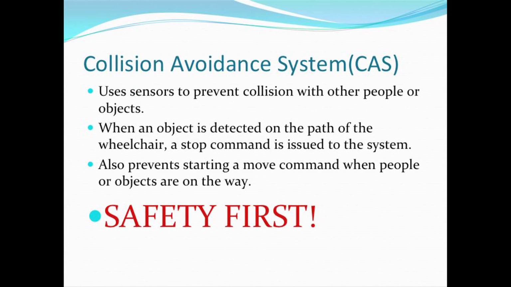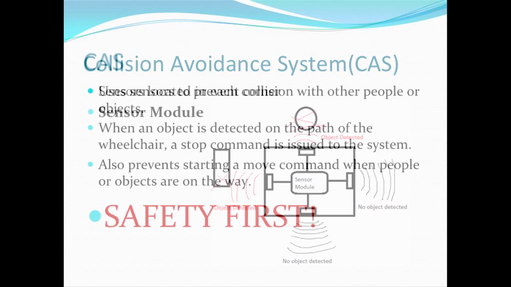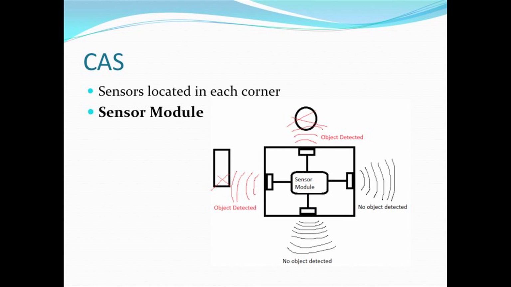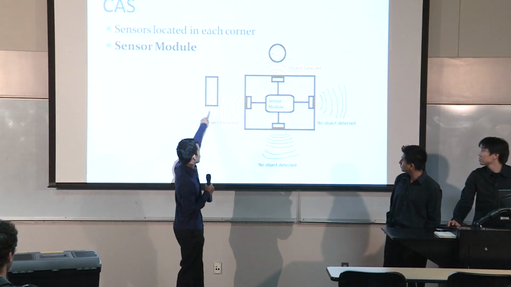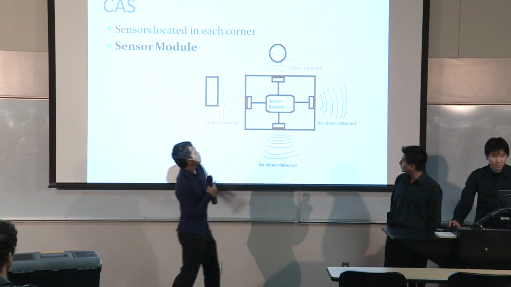Next is the collision avoidance system. Basically, it just uses sensors to prevent collisions. So whenever an object is detected, we can tell the motor to stop going that way. It also prevents move commands when there's already something in the way. And the number one reason for this is safety. Here's a picture of it. Basically, what we have here is some sensor, if there's no object detected, if there's an object detected, and so on.